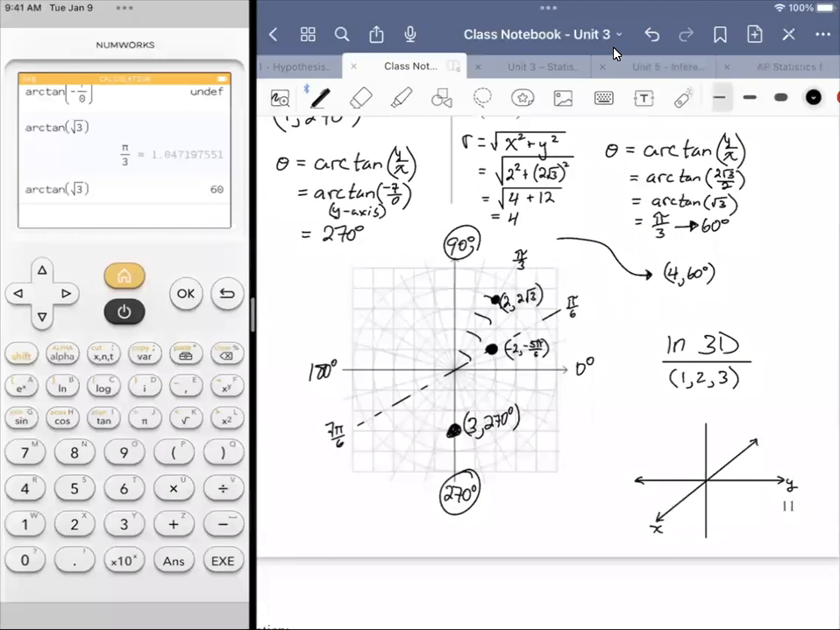If I wanted to plot (1, 2, 3), I'd go out 1 unit on the x-axis, 2 units on the y-axis. So that would give me a point somewhere over here, and then give it some height. So I'd go up 3 units. So you'd have some point in space, 3 units from this point, which is on a flat plane. So this plane here is the XY plane.